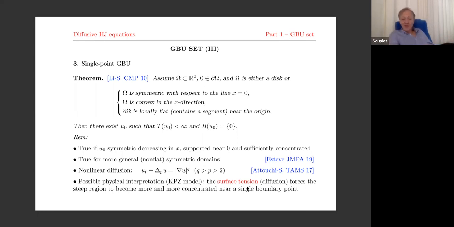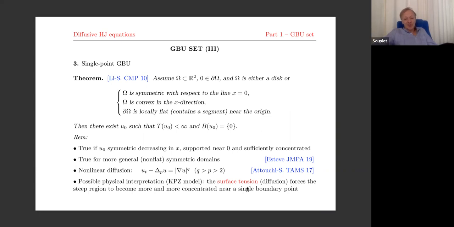With Amal Atouchi, longer ago, but in the flat domain case, we were able to show similar results for P-Laplace diffusion, and then it becomes extremely technical. It's maybe a 40-page proof, but still it works. And okay, maybe this can be interpreted within the framework of the KPZ model, but I'm not so sure about the physical relevance of this.